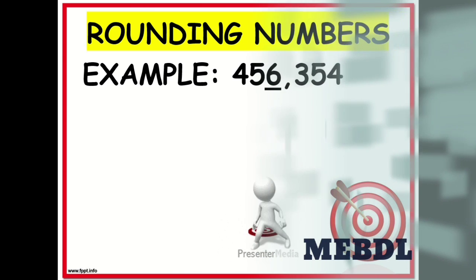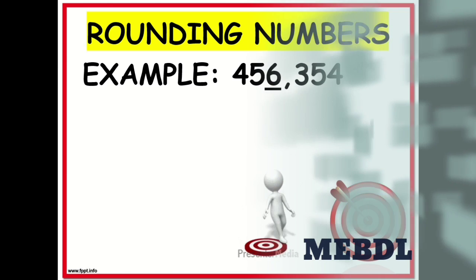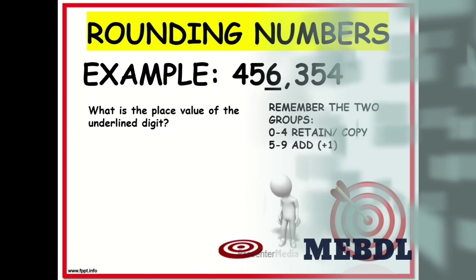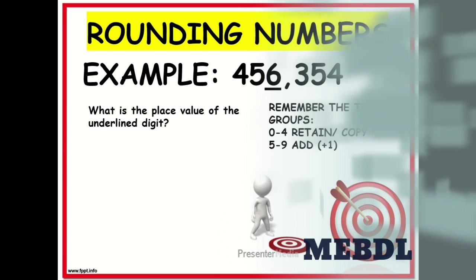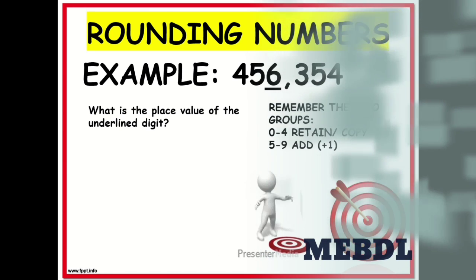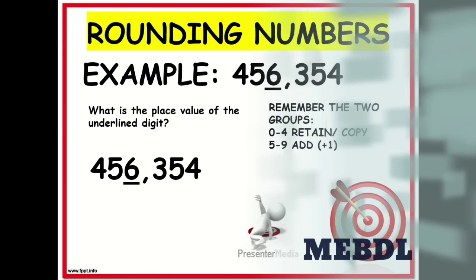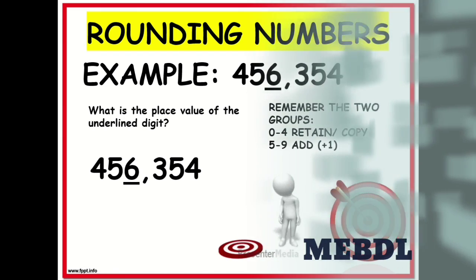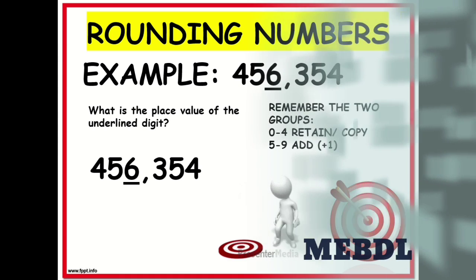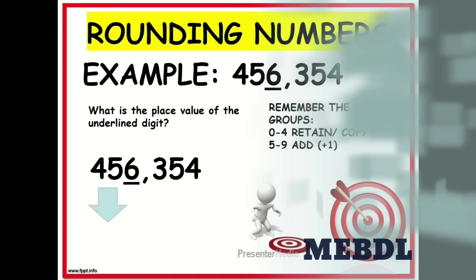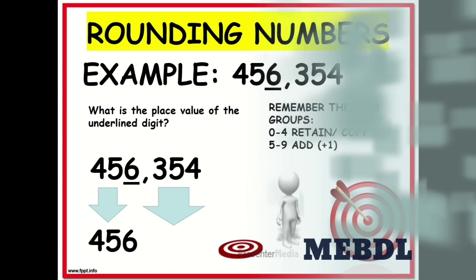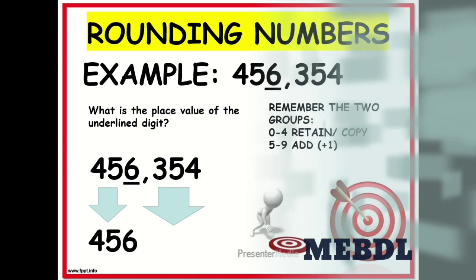Example number 4. 456,354. The underlying digit is 6. Again, remember the two groups, 0 to 4, retain or copy. 5 to 9, you just need to add 1. The digit to its right side is 3. 3 belongs to the first group. Copy 4 and 5. 6 will be retained. And all numbers that come after will become 0.